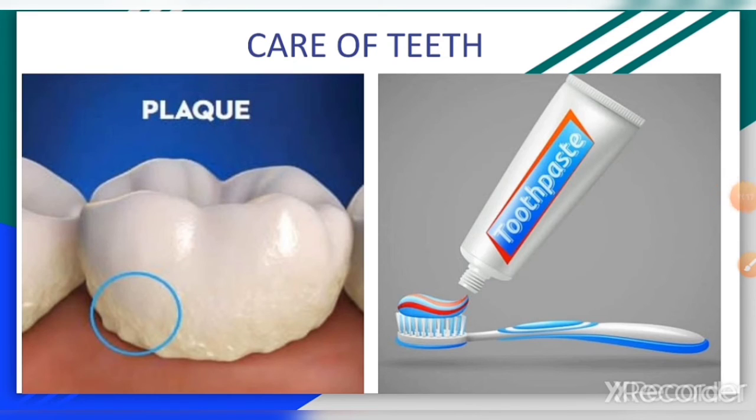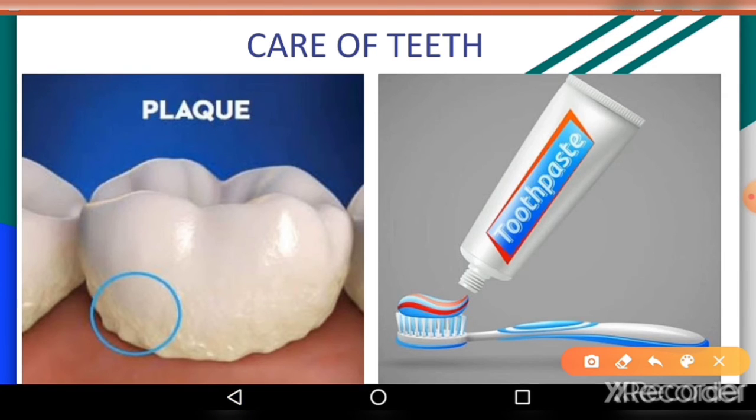Proper care of teeth is very important. When we eat, tiny bits of food get stuck in spaces between our teeth. We need to clean them out, otherwise germs can grow there and form a sticky layer called plaque. Proper brushing with a toothbrush and toothpaste can prevent these problems.